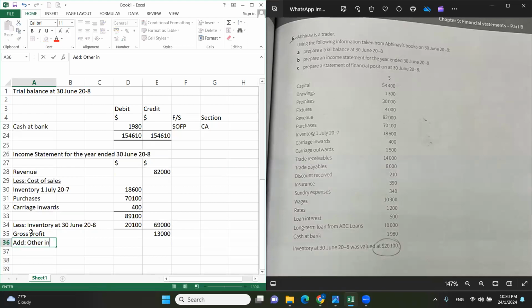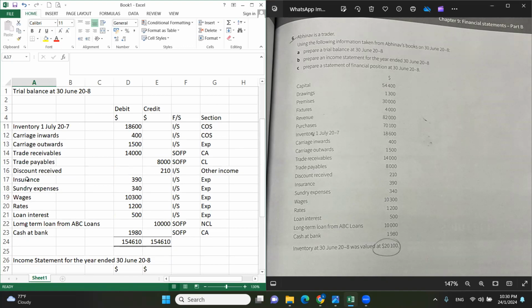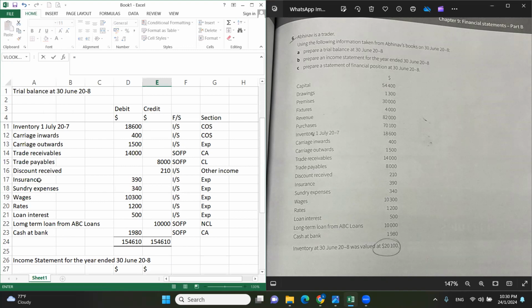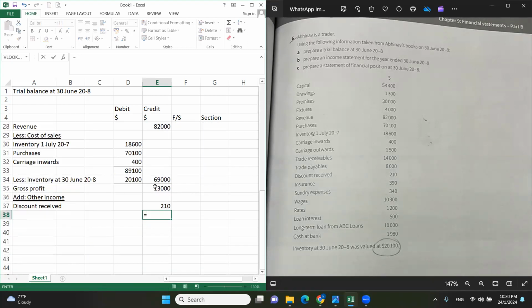Other income. We only have one other income. So other income is discount received. Okay, the discount received amount is 210. So we plus these two. Okay, next is that less expenses. Okay, what are the expenses that we have?